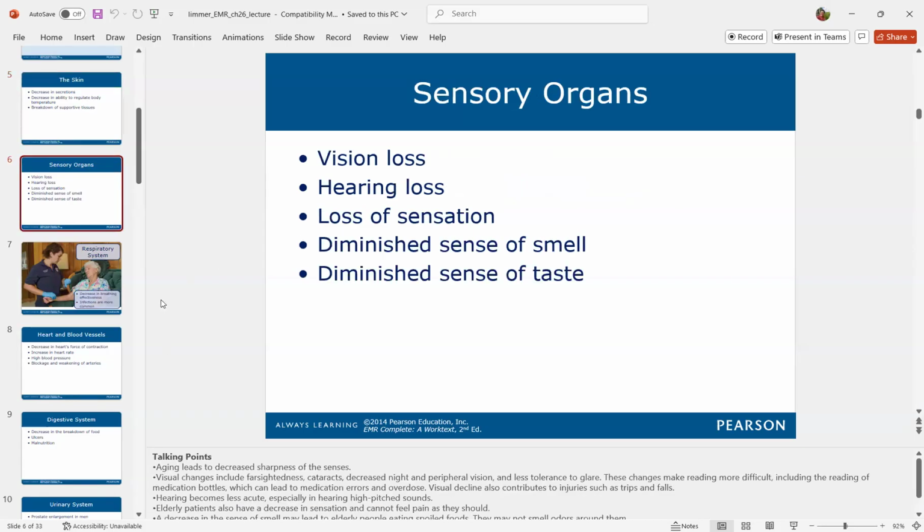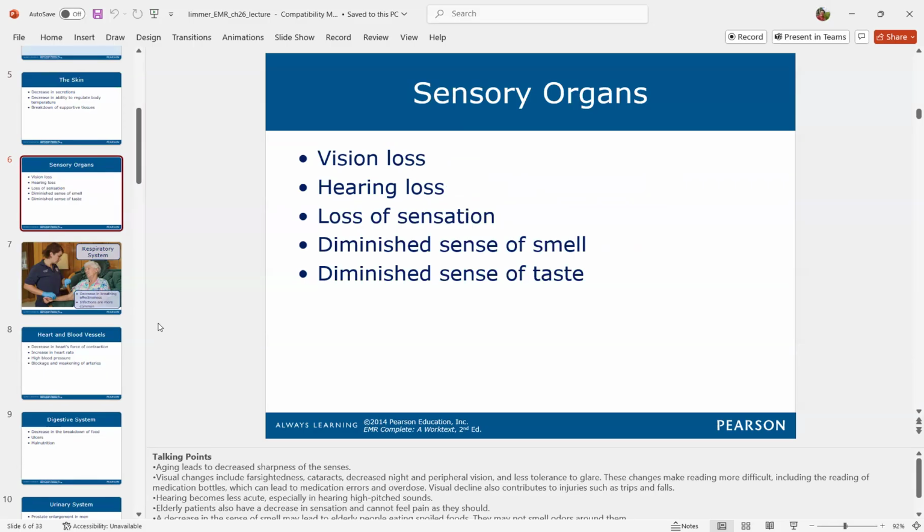Sensory organs: aging leads to a decreased sharpness of the senses. Visual changes include farsightedness, cataracts, decreased night and peripheral vision, and less tolerance to glare, like night glare. These changes make reading more difficult, including reading of the medication bottles that they might be taking, which can lead to medication errors and accidental overdoses. Visual decline also contributes to injuries like trips and falls.